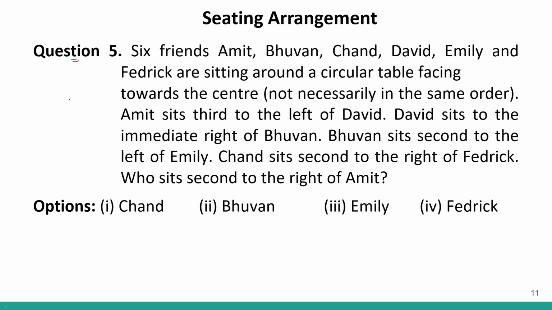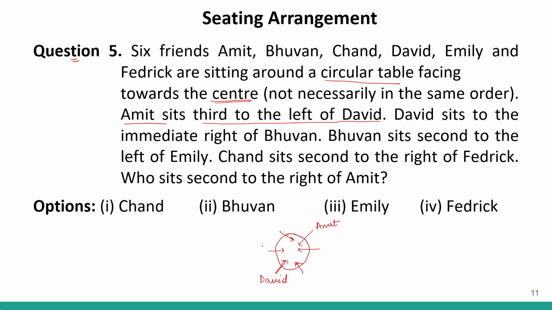Moving on to question number 5. 6 friends are sitting around a circular table. So again, circular seating arrangement. And they are facing towards the center. So that means we have 6 friends: 1, 2, 3, 4, 5 and 6, facing towards the center. It is given to us that Amit sits third to the left of David. So if David is over here, Amit sits third to the left. Left will be this side, correct? This will be your left side. So third to the left means 1, 2, 3. So Amit will sit over here. Third to the left of David.